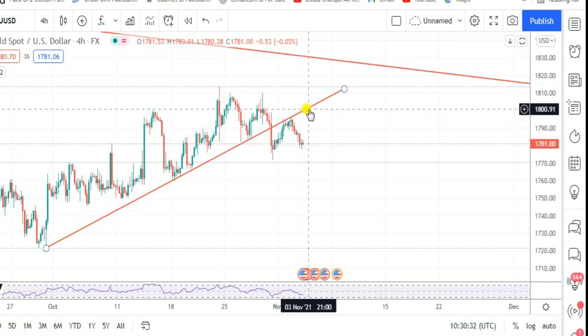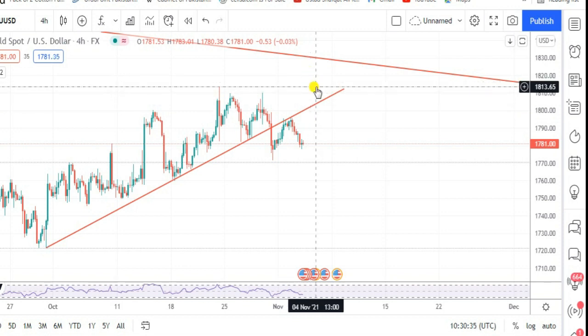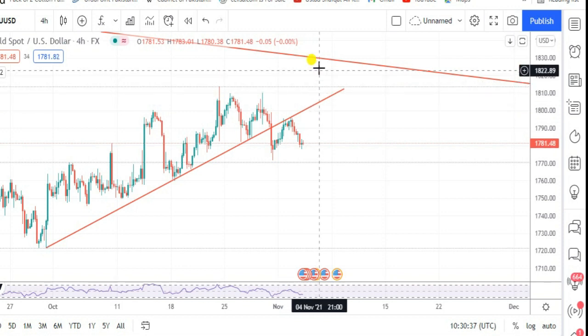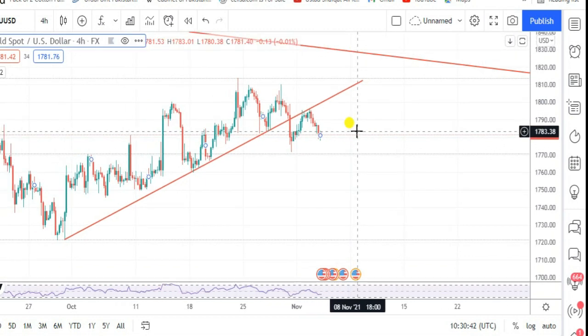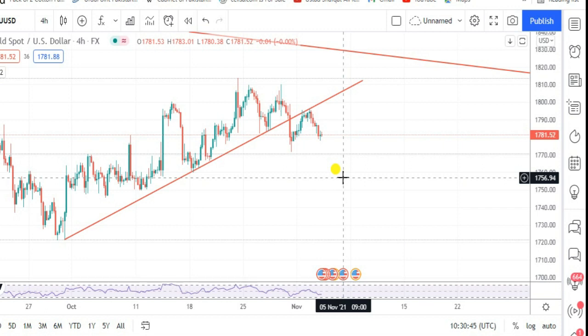The first target would be 1800, the second target would be at least 1815, and the third would be 1830. That would be our third target. So these would be for the buyer side. Today the main thing is the FOMC meeting about the $120 billion investment of America. Will they start it, will they increase it, or maybe today they would try to finish it and try to catch the money again from the market instead of investing in the market.